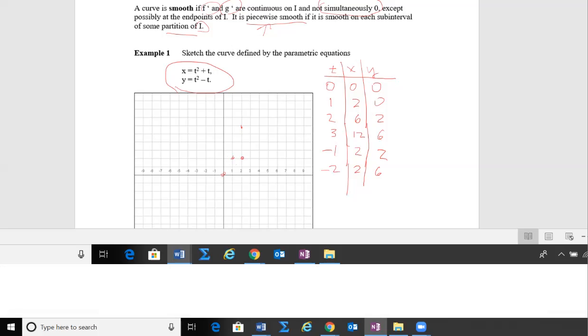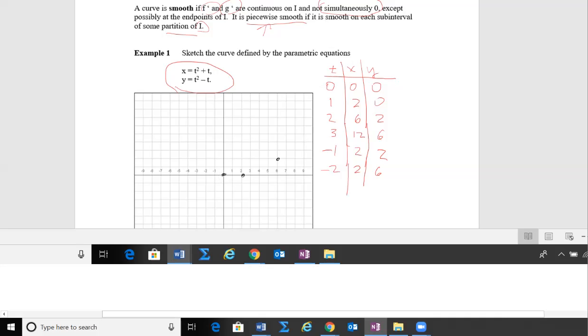I was using my X's. Let's try that again. This time I use black. I'm going to start with t equals 0, so I mark the origin 0, 0. Then I'm at 2, 0, which is over here. And then I'm at 6, 2, which is here.